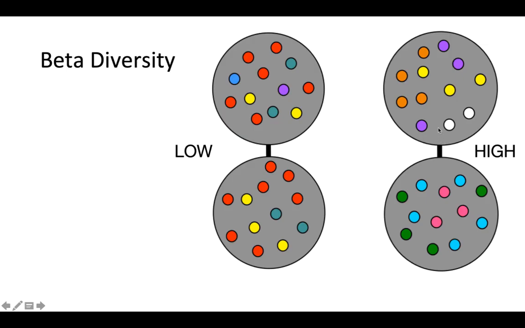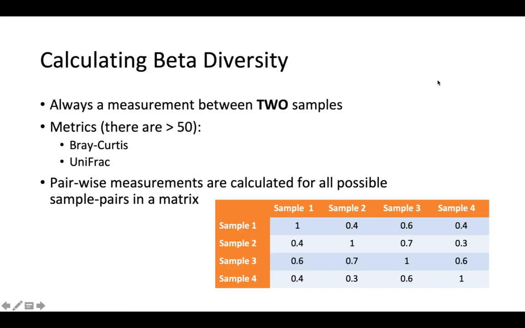Whereas these two plates have lots of different colors on each plate, and those colors are different between the two plates. So this sample also has a high beta diversity between these two plates.